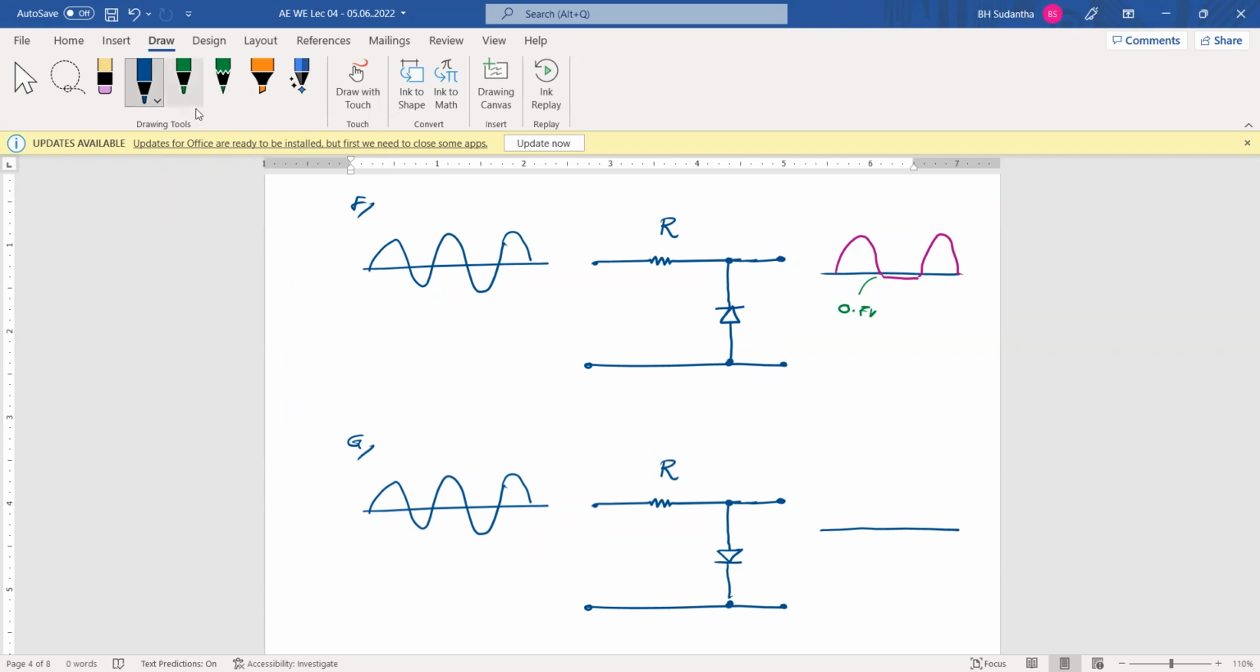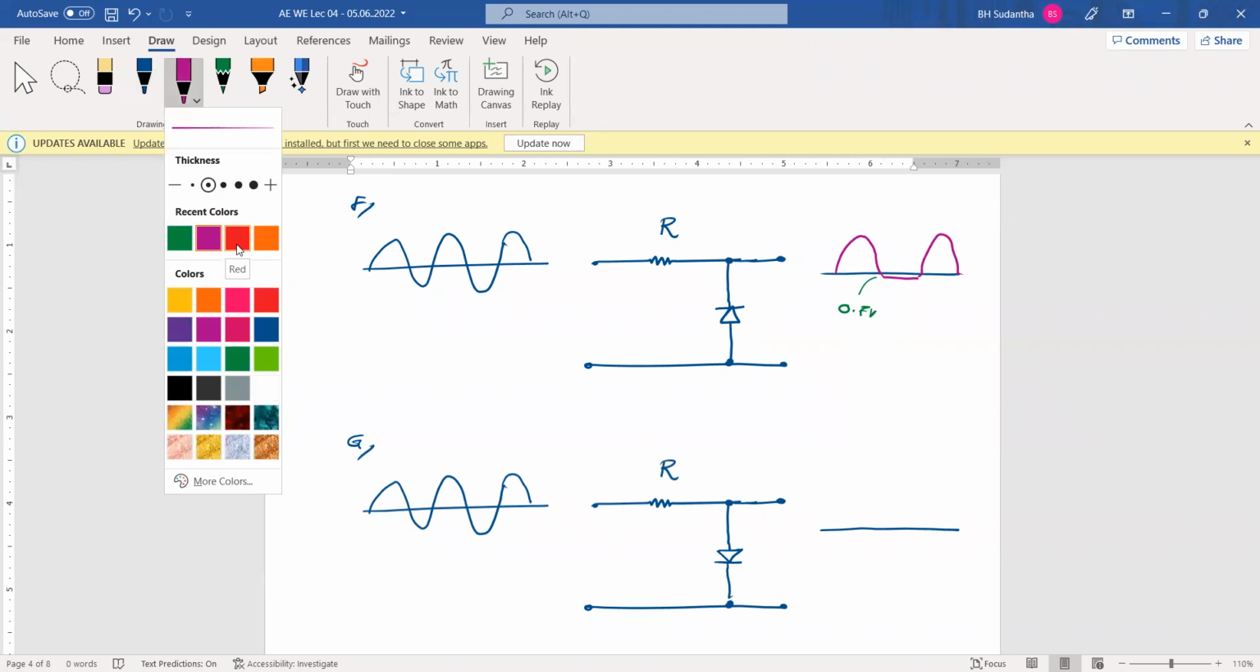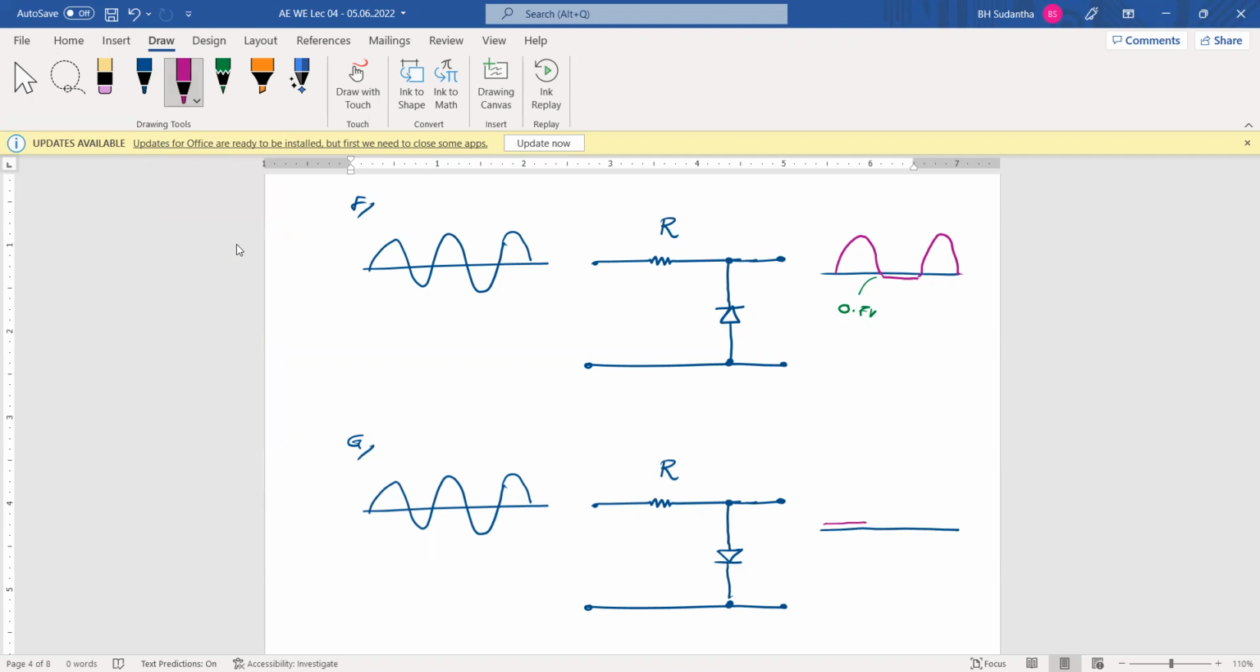In this case, the positive half cycle will be clipped. It will be short circuited. We short circuit, and we will get only 0.7 volts during the positive half cycle, and the negative half cycle will be received. Why? For that one, it's reverse biased. Likewise, these are the resultant waveforms.